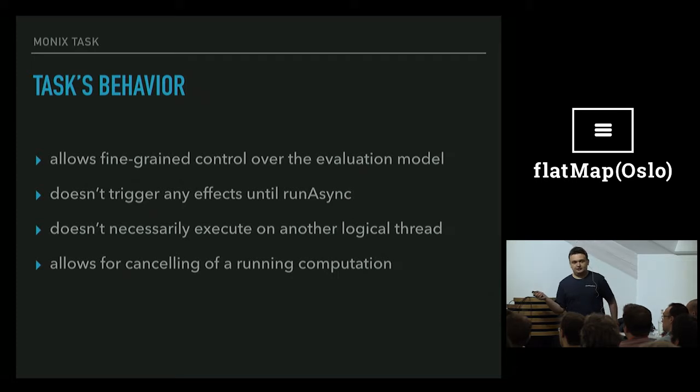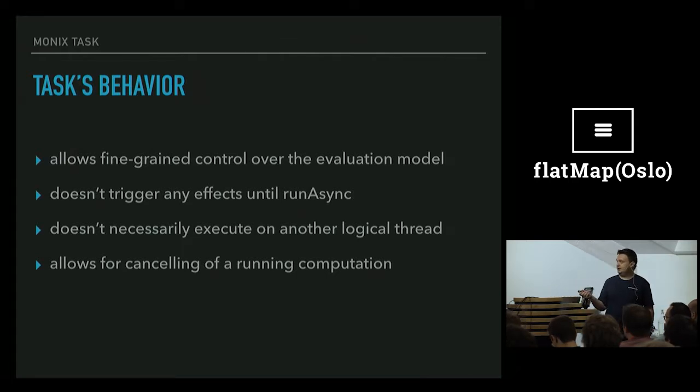I'll show you that task also allows a more fine-grained control over the evaluation model. As I said, it doesn't trigger any effects until run async. It doesn't necessarily execute stuff on another logical thread. Future is really inefficient. When triggering a map or a flat map on it, it's going to send for each of those operations a non-complete handler to execute in a runnable in the thread pool, and it's actually not okay for CPU bound operations.